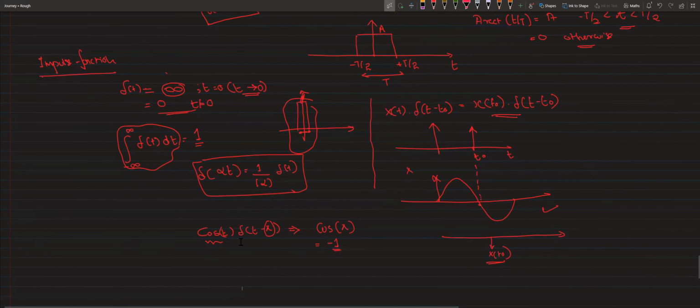Sure, I remember. So another example you can take is t into delta of t. What is the value? See, what is t naught here? Zero, right? T naught is zero, correct? So x of t is t. So t is nothing but t naught. What is t naught? Zero.